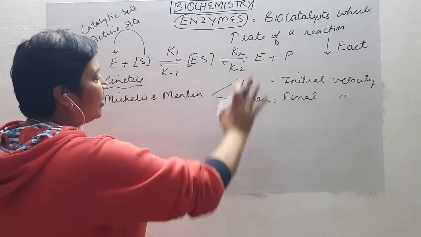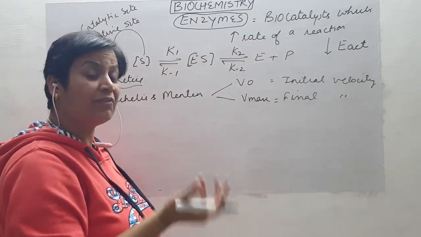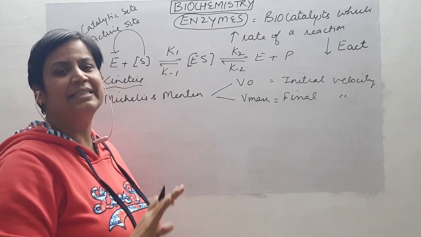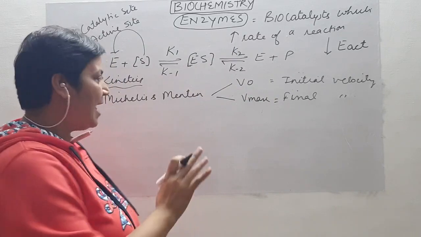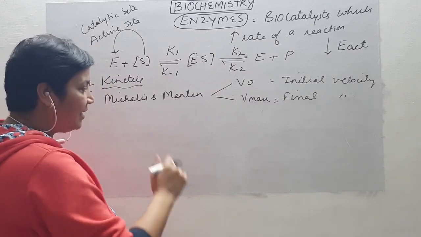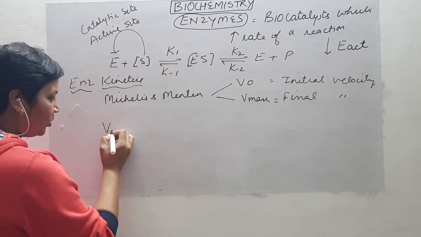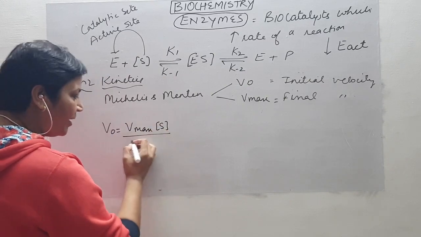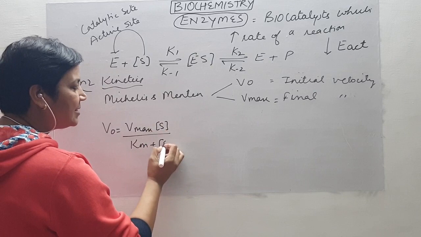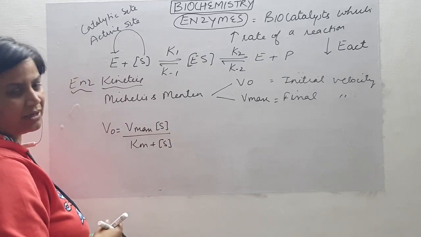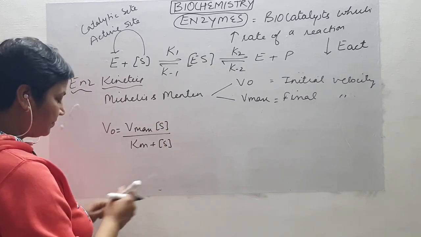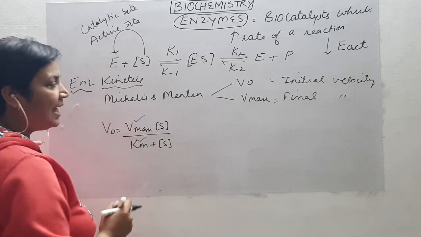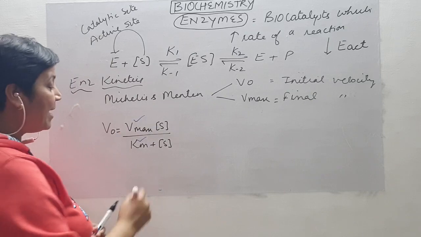So whatever is the gist, whatever amount of desired product is produced is the target of this enzyme catalyzed reaction. And this equation given by Michaelis-Menten was V0 = Vmax [S] / (Km + [S]). Very, very important. Now, what is this? Vmax, this is maximum velocity. This Km is the Michaelis-Menten constant.